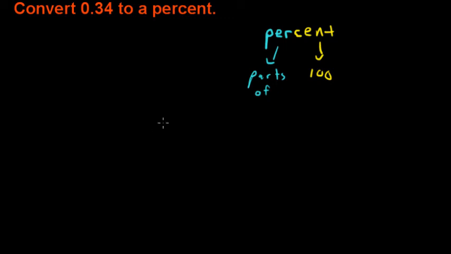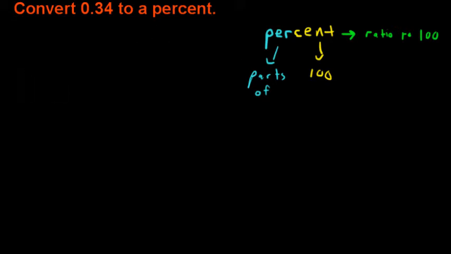In this first example it says convert 0 and 34 hundredths to a percent. Now there's two ways to do this. I'm going to show you the first way, and then I'll show you the shortcut way. I want you to also think of a percent as comparing to 100, like a ratio to 100. So you're going to compare the number to 100.